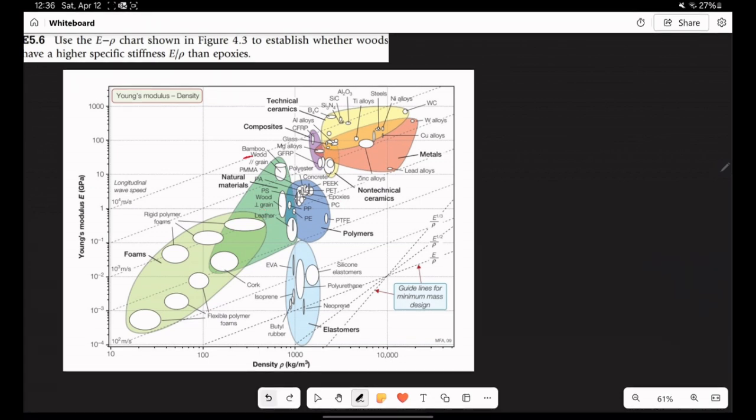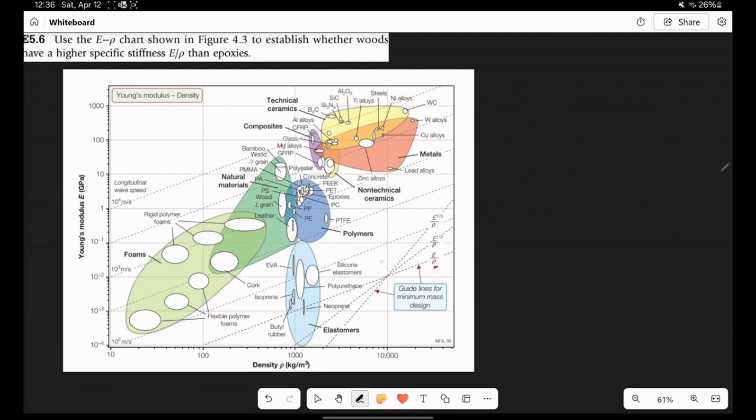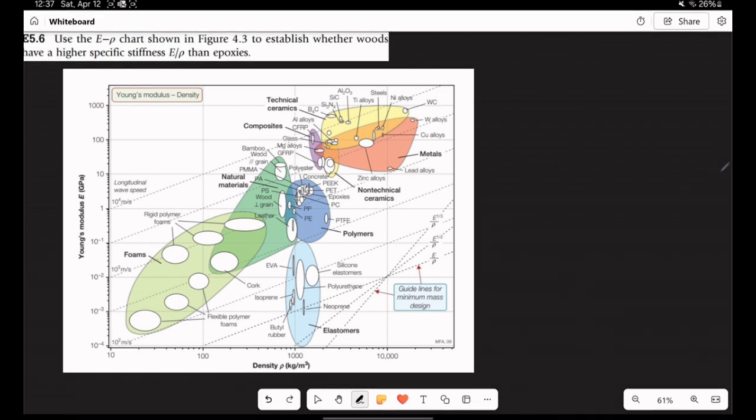There are two ways to do this. You can do it by manual calculation, or you can use the relationship between E over density, which has already been drawn here on this curve. We can move this line up, and every material above this line has a greater E over density value, and every material below this line has a lower E over density value. First we do it by manual calculation, just to show you how it works, and then we can use this line to do the selection.